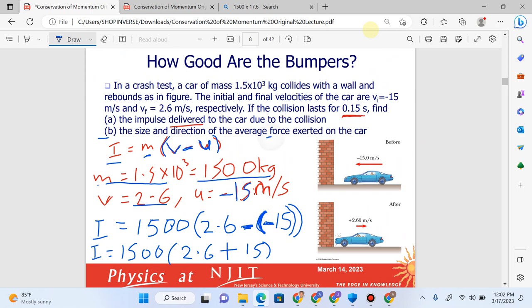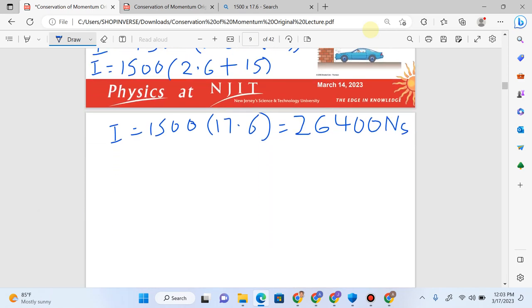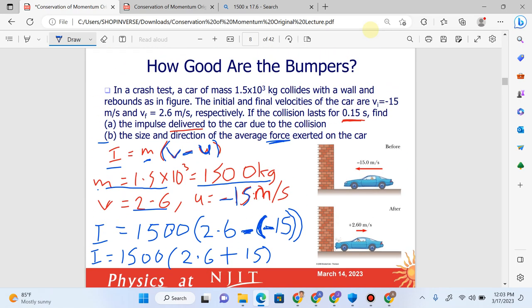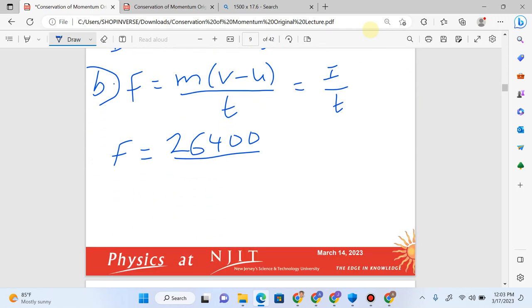What are you calculating here? The average force. What's the formula for calculating force? The force equals M open bracket V minus U over T. You can also say force is equal to impulse divided by time. If you divide impulse by time, you get force. So force is equal to, what's our impulse? Our impulse is 26,400 over, what's our time? The time is given to us in the question. The question says the collision lasts for 0.15 seconds. So you come here and put 0.15 as the denominator.